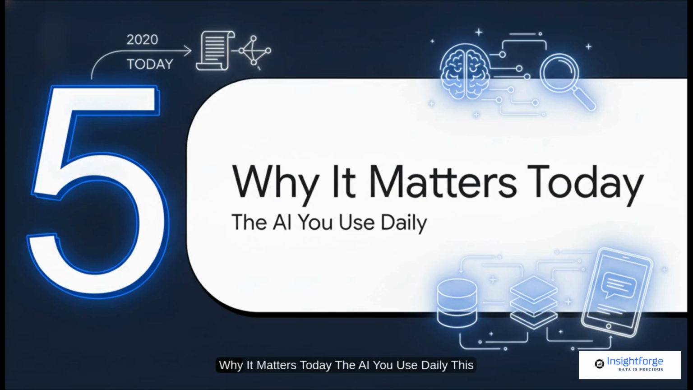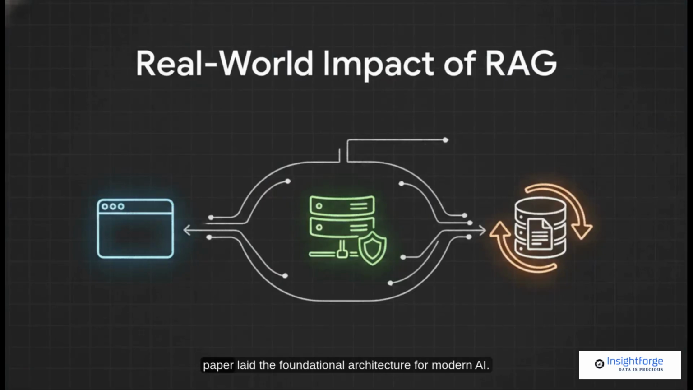Section 5. Why it matters today. The AI you use daily. This paper laid the foundational architecture for modern AI. When you use tools like ChatGPT with web browsing, or when enterprises build custom AI chatbots that securely search their internal corporate PDFs, they are directly utilizing this exact framework.